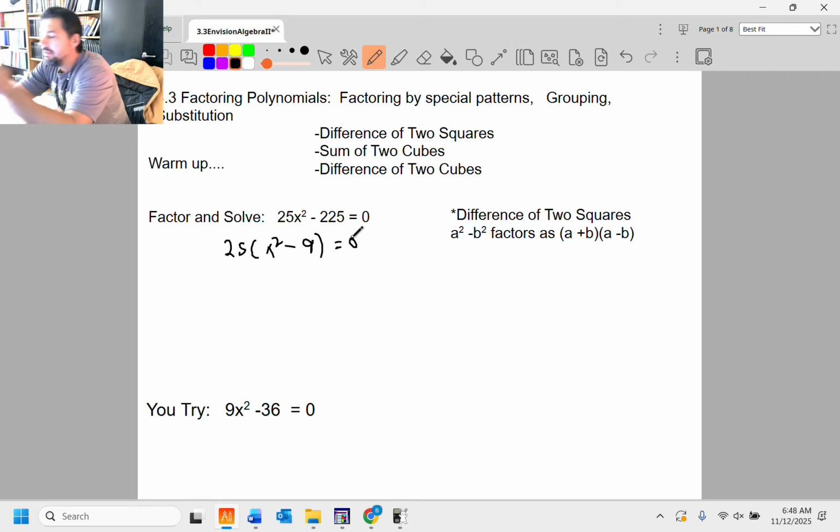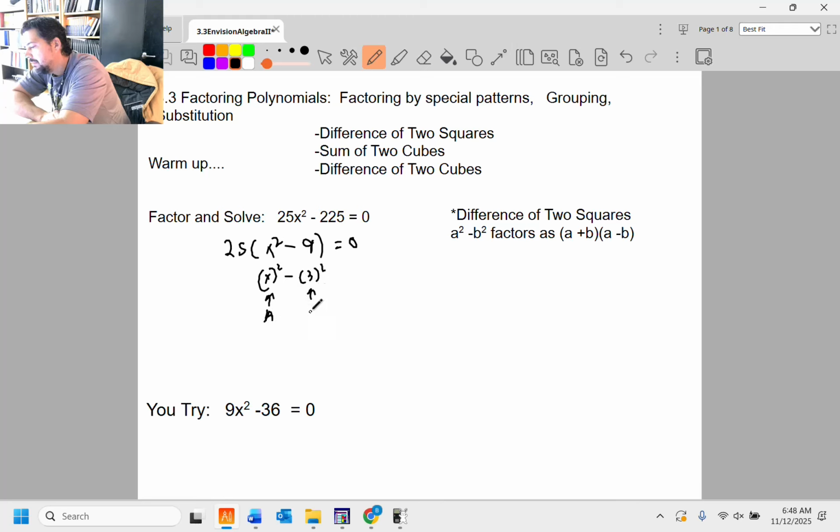Now, x squared minus 9 is literally an x that is squared minus a 3 that is squared. So this is A and this is B. And again, I'm using this pattern over here. That's the pattern I'm using. So we have a 25 times A, which is x, plus the 3, and then x minus 3. And we're still equal to 0.